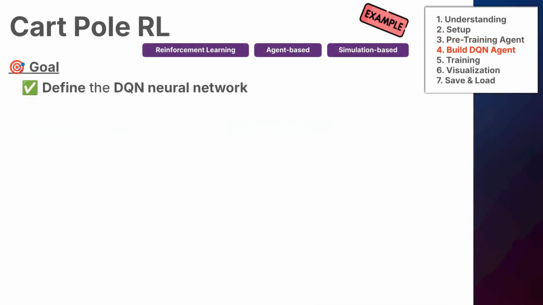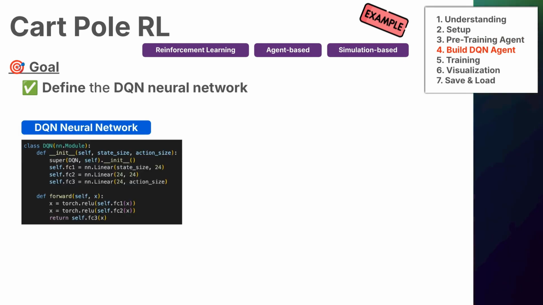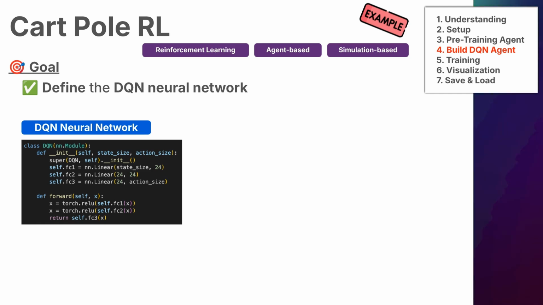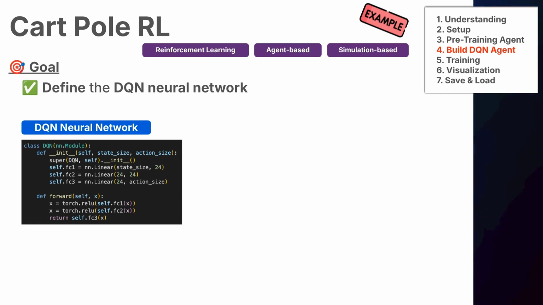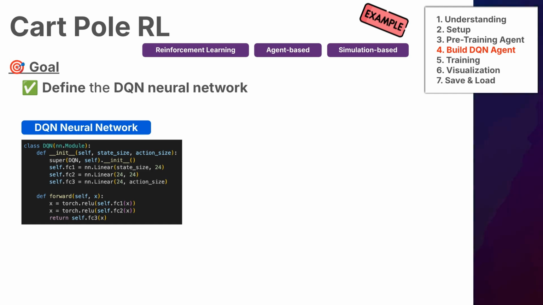Four, build DQN agent. Let's create a DQN neural network class. This class defines the neural network architecture used in the Deep Q network for the cartpole task. It inherits from nn.Module, which is the base class for all neural networks in PyTorch. The init part is the constructor. It receives state size, the number of features in the input, it's 4. Action size, the number of possible actions, it's 2. The super method initializes the base class nn.Module, which is required when building custom models in PyTorch.